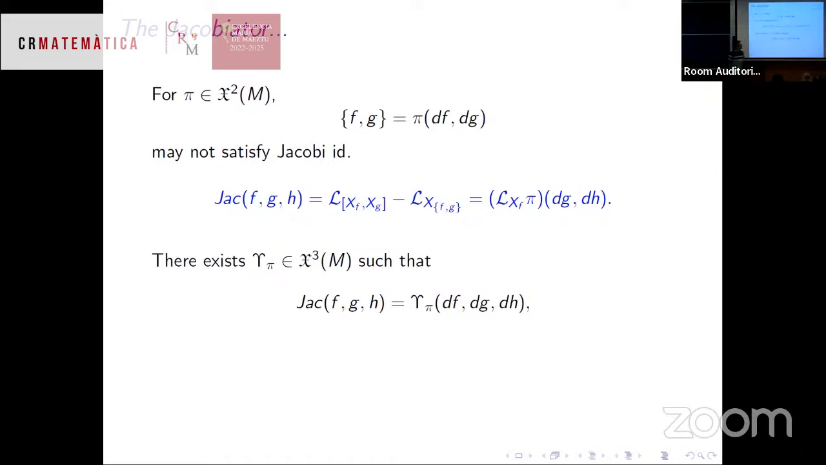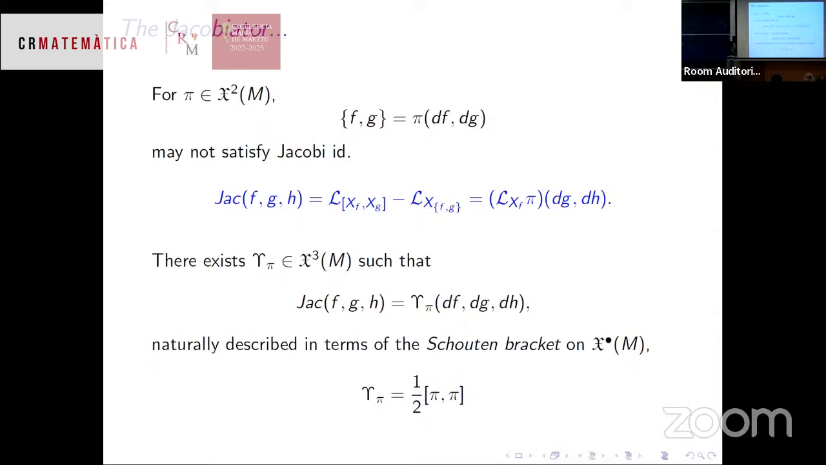And why is this relevant? This is nice because if you want to check that the Jacobiator is zero for a certain bracket, it's enough to check that it's zero, for example, if you have coordinates, for the coordinate functions. So this is a very useful thing. Rather than testing every function, you only need to put in coordinates. And it turns out that this trivector can be naturally described in terms of the so-called Schouten bracket.